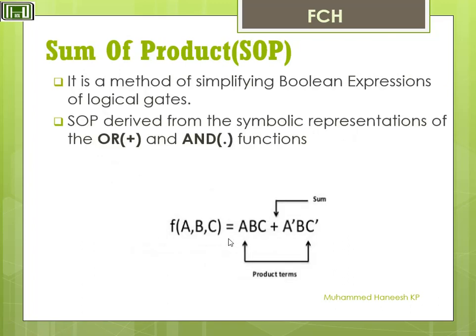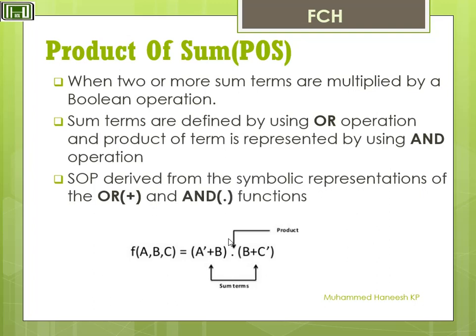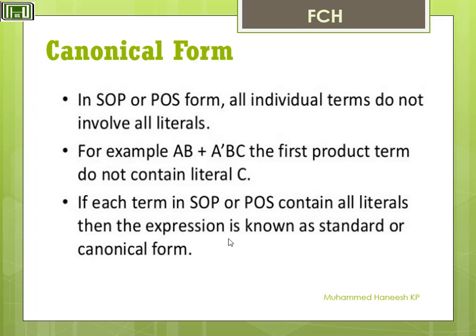In the sum of product form, we are adding product terms, and in the product of sum form we are multiplying sum terms. I hope you understand. Now we are going to discuss canonical form.